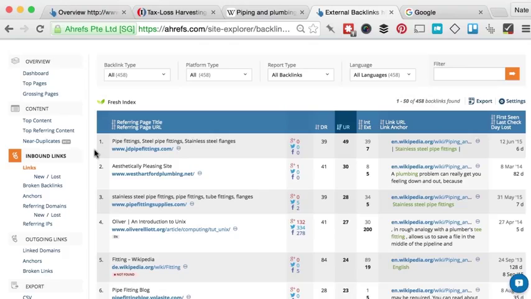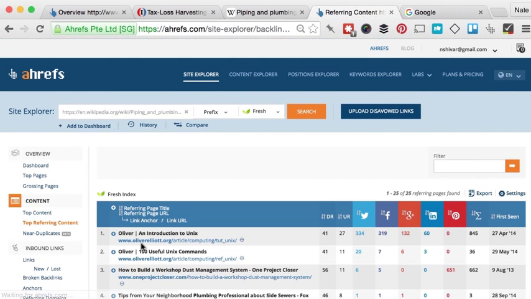But the best way to quickly find the most valuable types of links by the most valuable types of people is to go to this top referring content report. And basically this is going to take all these links and it's going to look at the number of shares that they got, the number of links that they got, and guesses the amount of traffic that all those links that we just saw send to this Wikipedia entry.